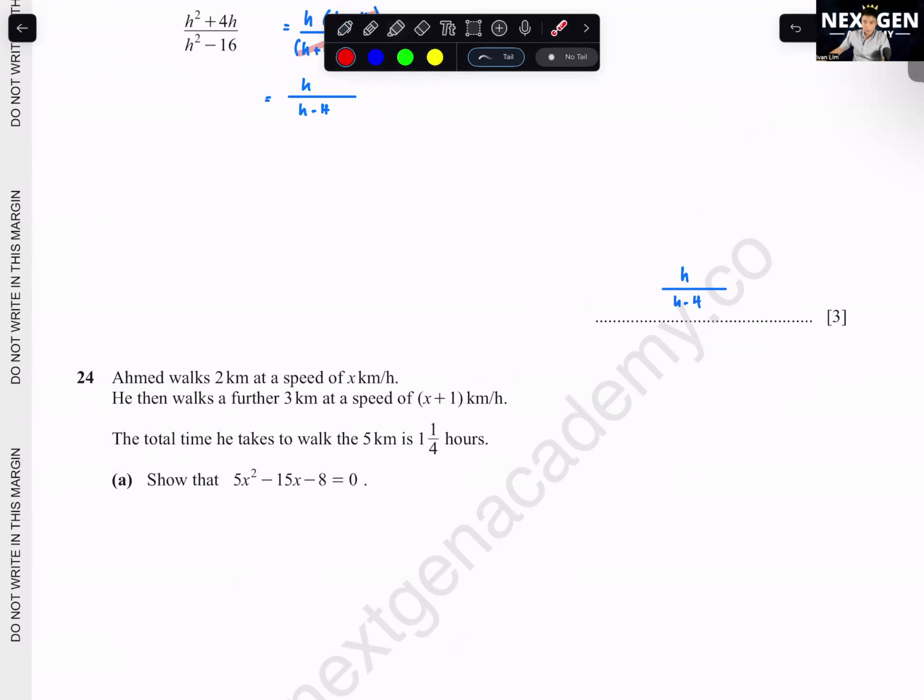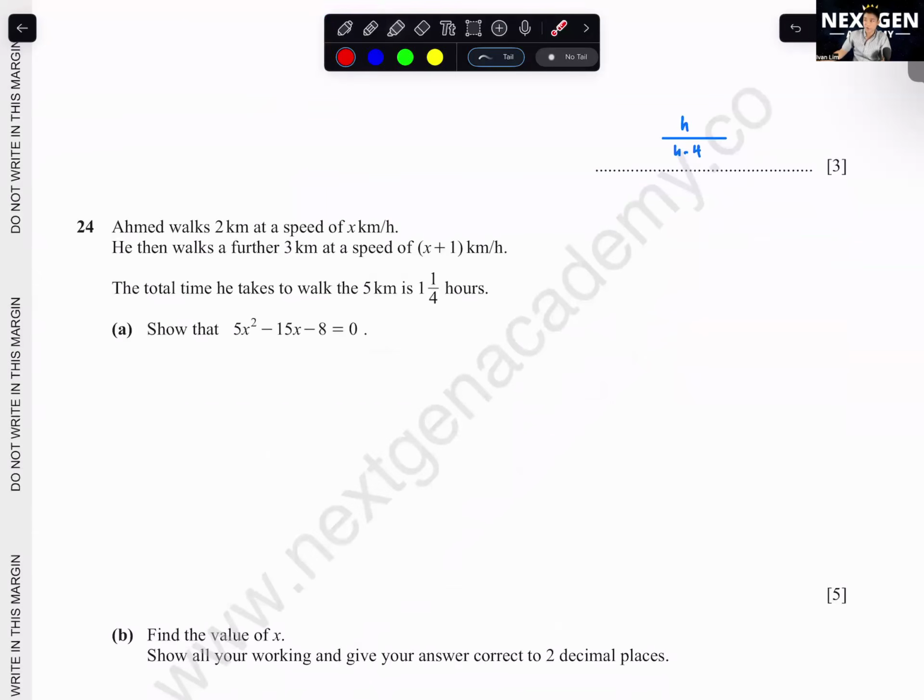Let's go to 24. Just now I saw a few of you type 24. Ahmed walks 2 km at a speed of x kilometers per hour. He then walks a further 3 km at a speed of x plus 1 kilometers per hour. The total time he takes to walk the 5 km is 1 and 1 over 4 hours. Show that 5x squared minus 15x minus 8 equals 0. This is a 5-mark question.